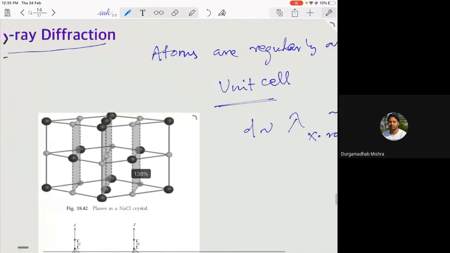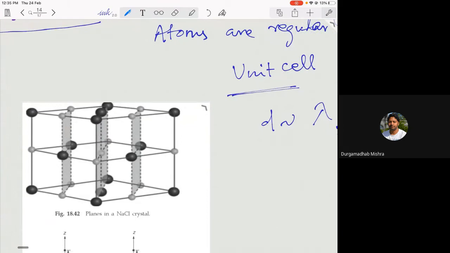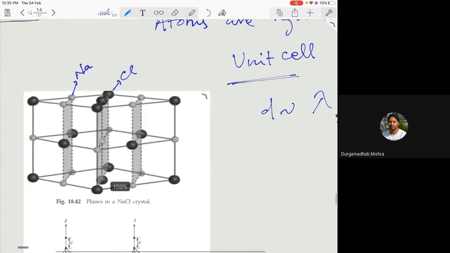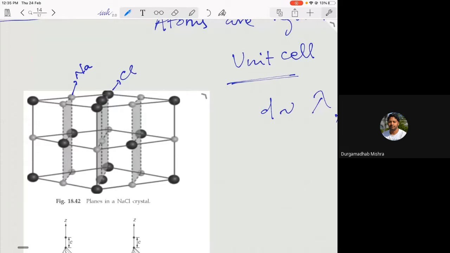So this is a unit cell, defined here. This is a sodium chloride crystal, NaCl, which is the common salt that you use. The black ones are your chlorine, and these are your sodium atoms, and you see they are arranged in a very regular manner. What you can also observe is that this is cubic, so we call it a cubic crystal.